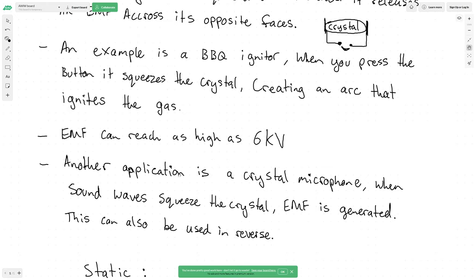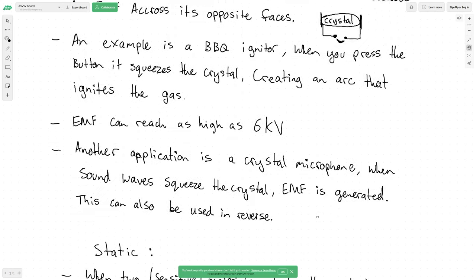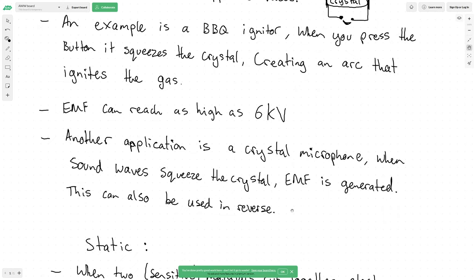So another application is a crystal microphone. To dumb it down a little bit into a couple of sentences, when you speak, your sound waves squeeze the crystal and then an EMF is generated. And I'll actually elaborate a little bit on that. I haven't elaborated too much here. But when you speak into a microphone, it squeezes that crystal, which causes a voltage. And then that voltage is actually sent into an amplifier. And it takes that voltage, amplifies it, and sends it out to other parts, generally to speakers. And that's why I've written this sentence here.